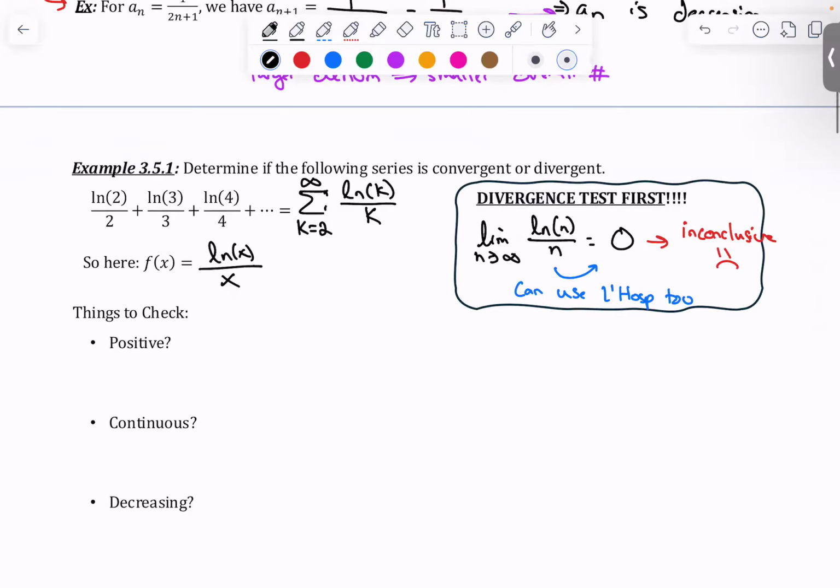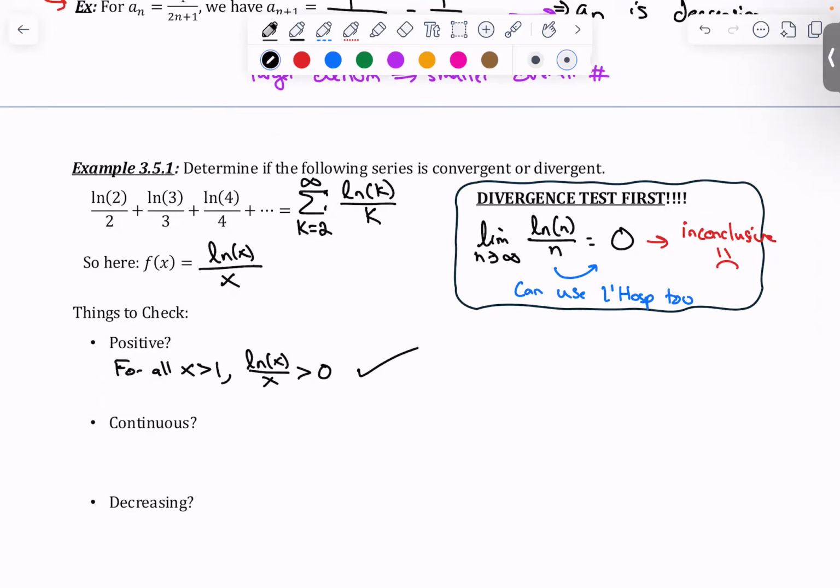So for all x greater than 1, ln of x over x is positive. So check mark. That has been proven. So if you're on an exam and you need to use the integral test, you need to show this. You need to show that it's positive.